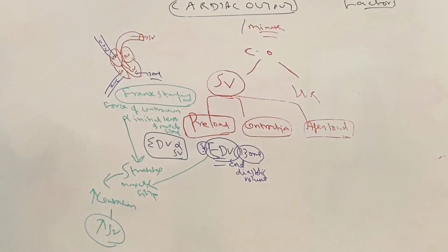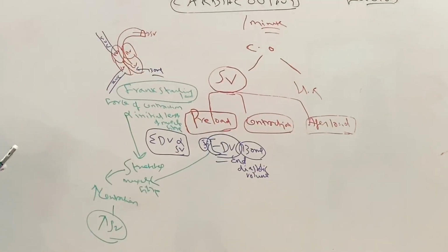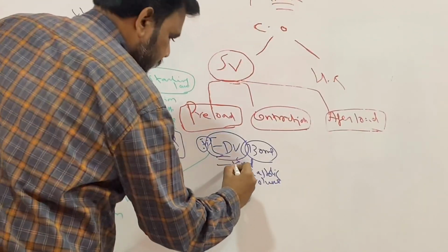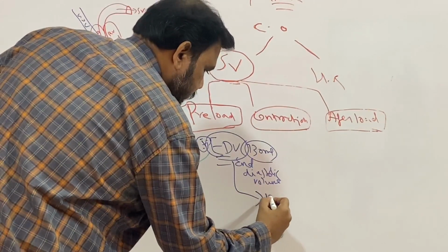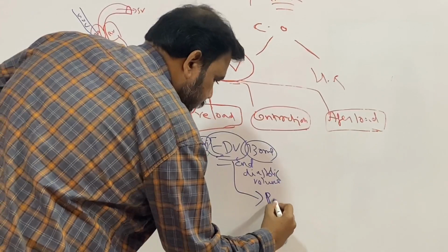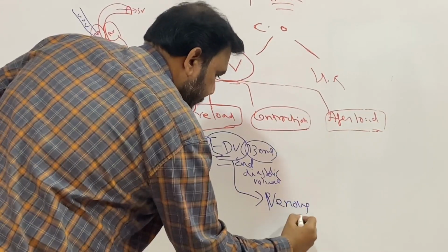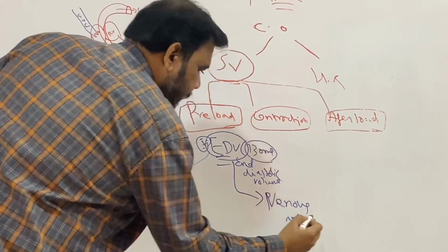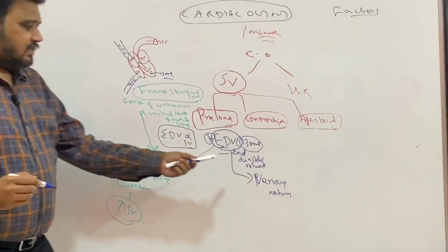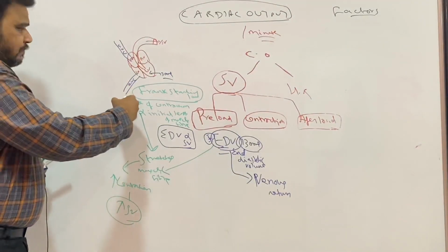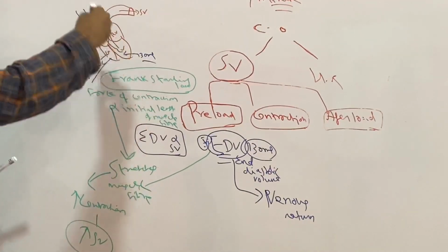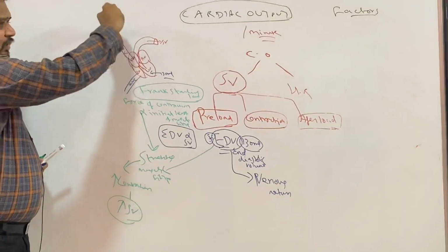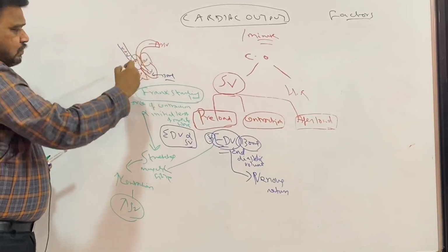Now next question. Again, this end diastolic volume depends on many things. This end diastolic volume depends on venous return. So what is venous return? As I mentioned in this diagram, from the lower part of the body, the blood comes to the heart through the inferior vena cava. From the upper part of the body, the blood comes to the heart through the superior vena cava. So this is venous return.